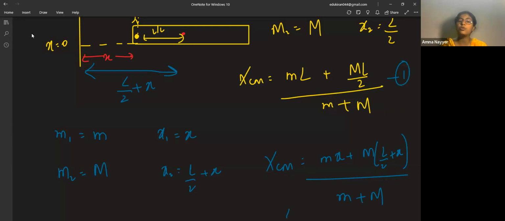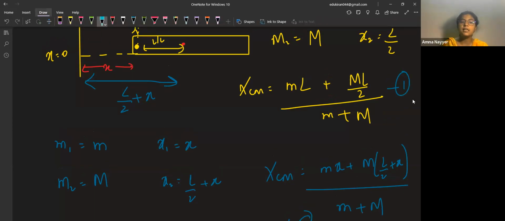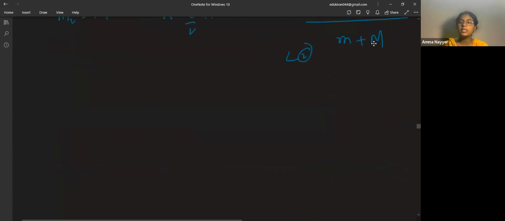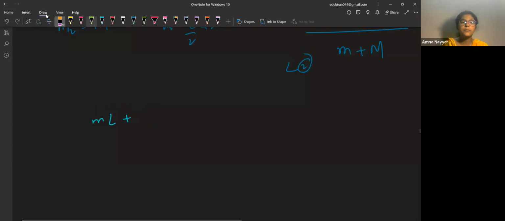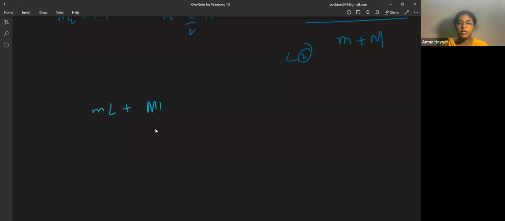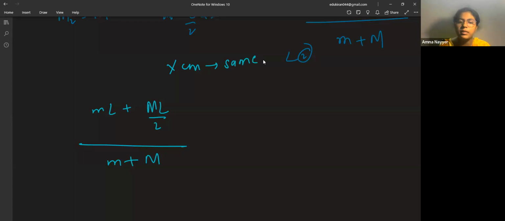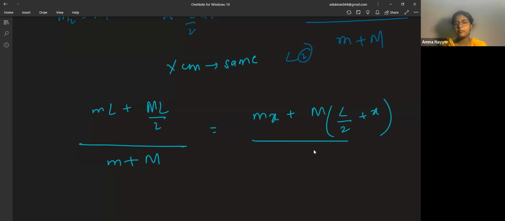This is the second equation. Both the equations are actually the same. So we can equate both of these. When you equate this, this becomes m l plus M times L by 2, divided by m plus M. Why? Because both the centers of mass are the same. The center of mass won't change. This we discussed also in the last class. And the next thing was m x plus M times L by 2 plus x, divided by m plus M.